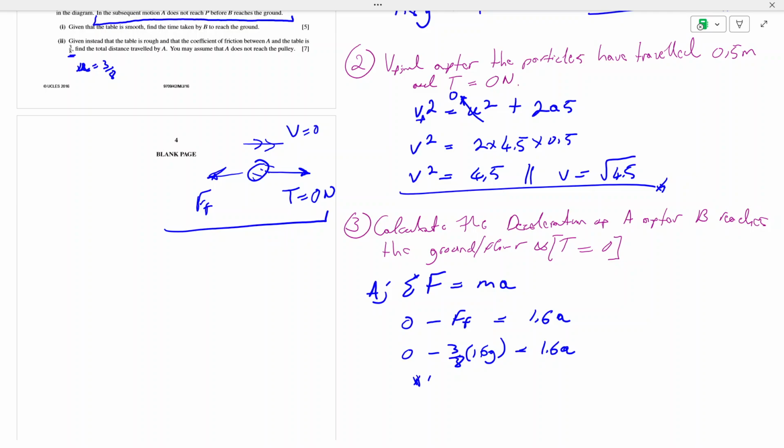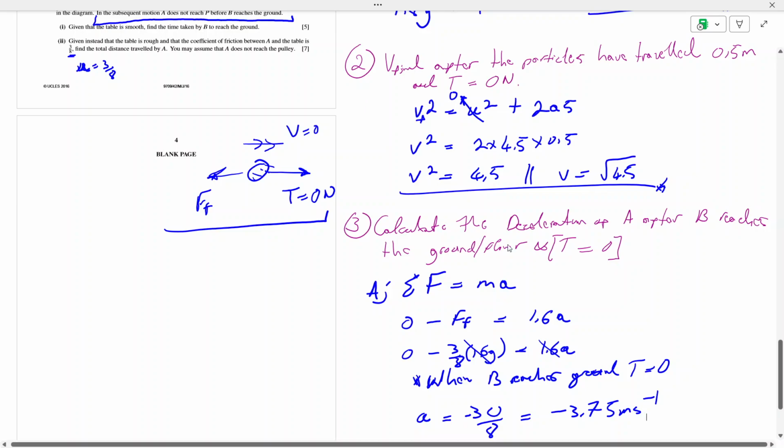And we know that when B reaches the ground, T is equal to 0. Therefore, in this case, our acceleration is going to be a negative acceleration, which is a deceleration, of 3.75 meters per second squared. Then the next thing that I'll do is to calculate our distance.